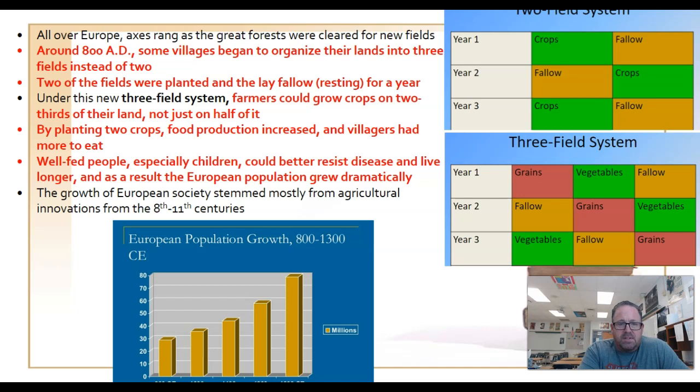Okay, so first things first, let's talk about the three-field system. All right, so that was another innovation. All right, that took place around 800, 900 AD, roughly. Okay, so prior to this time period, farmers used to take a very simple approach to their farming. They divided all the arable land in their village, and they would either plant it or not.